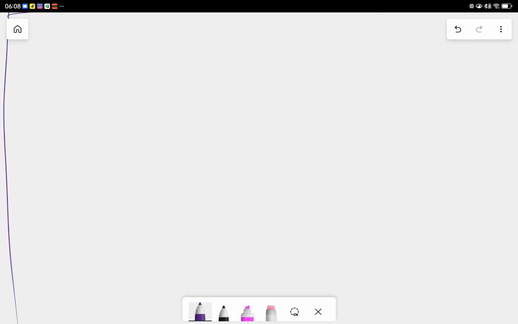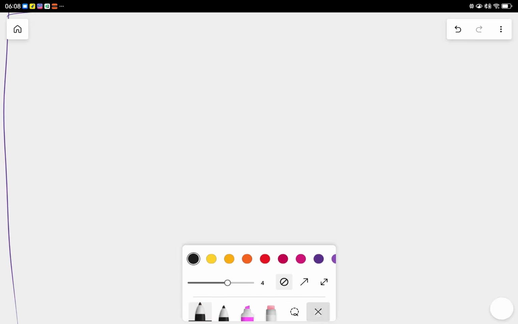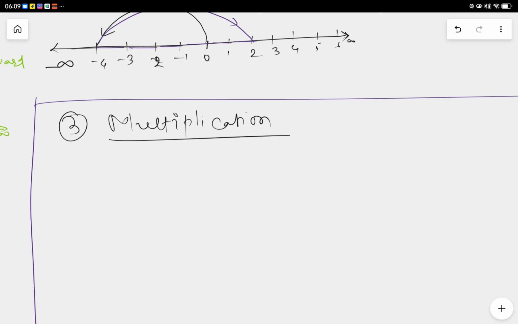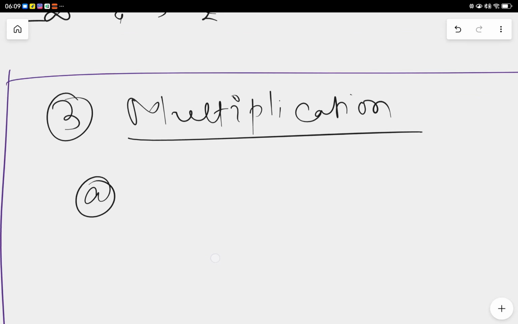Let us understand the third part, which is nothing but multiplication. And here you have to be attentive, because multiplication is one such thing which is a little bit tricky. Multiplication. First, positive with positive integer.